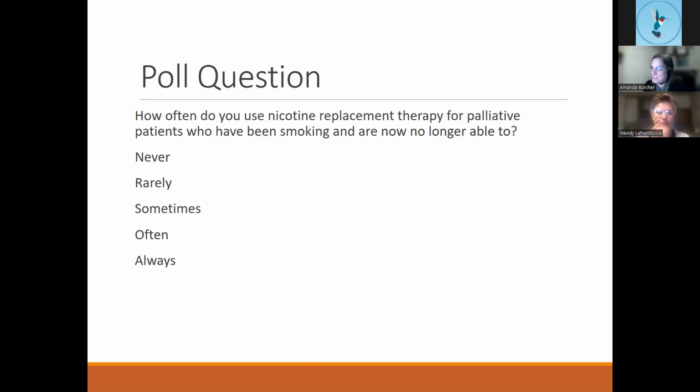So this poll question: how often do you use nicotine replacement therapy for palliative care patients who have been smoking, but now, because of perhaps disease progression or where they are in their illness, they are no longer physically able to? Never, rarely, sometimes, often, or always.